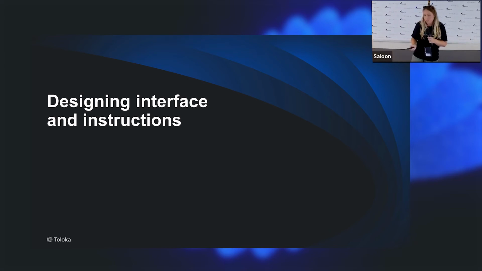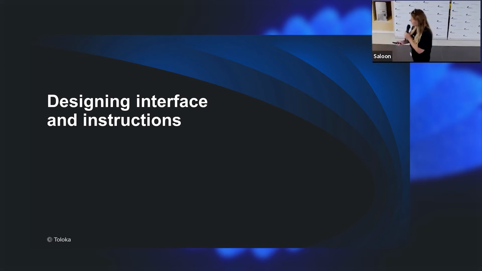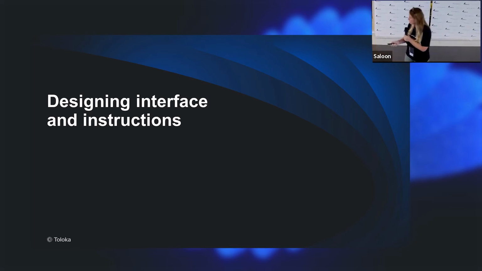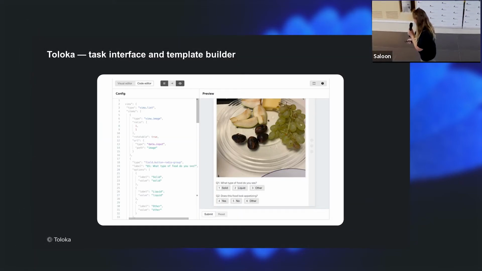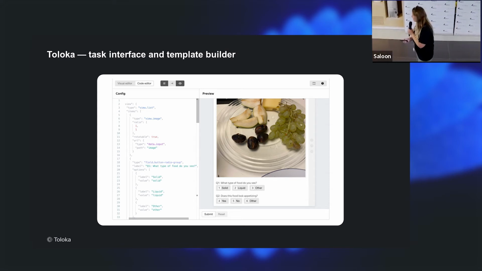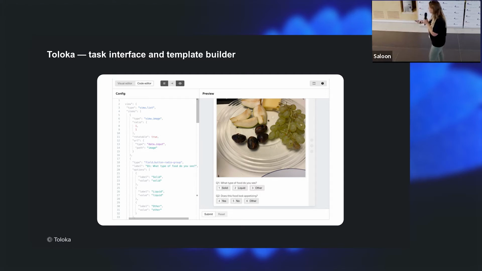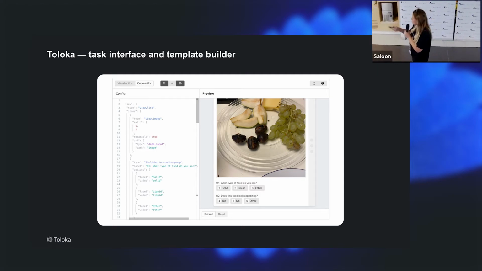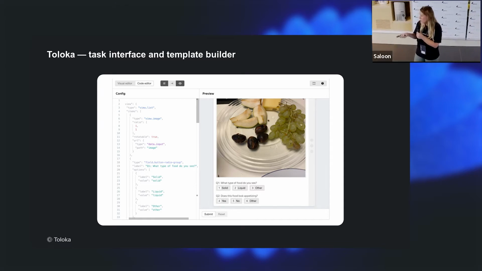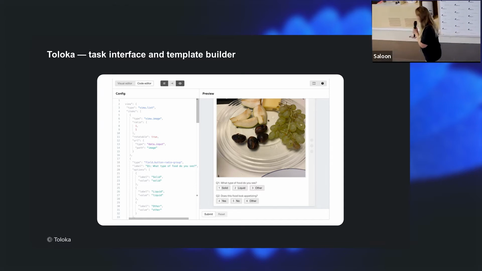So let me tell you how the process started with Toloka. We decided to design an interface and write the instructions. This is how the interface looked like. You can see that we have a picture. At the bottom, we have two questions. The first one is about if it's solid or liquid food. We also provided an additional button, other. And the second question is a subjective question, if the food is appetizing or not.